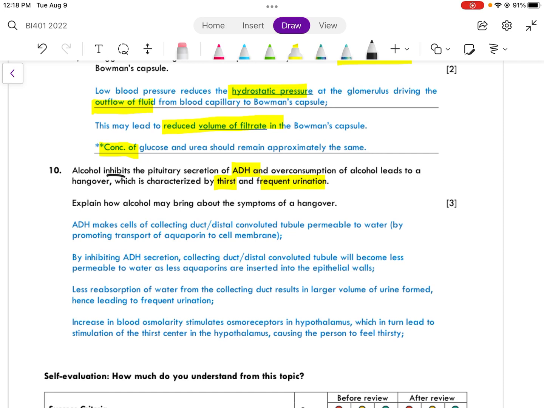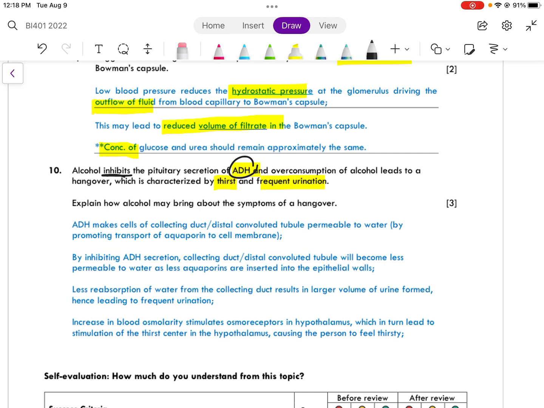Why do I say so? Because it inhibits the secretion of ADH. Right? ADH is produced when you're dehydrated. Osmolarity is very high. If you have a lot of water in your system and you're overhydrated, there'll be less ADH produced. So that's what alcohol is causing.